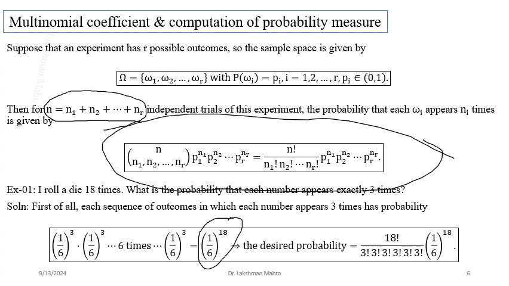But how many outcomes are there? How many possible combinations are there? That will be computed by the multinomial coefficient. So you have to compute it like that. If a dice is coming there, you are having a multinomial trial. If you are tossing a coin, you are having a Bernoulli trial. And you have to work on this problem.